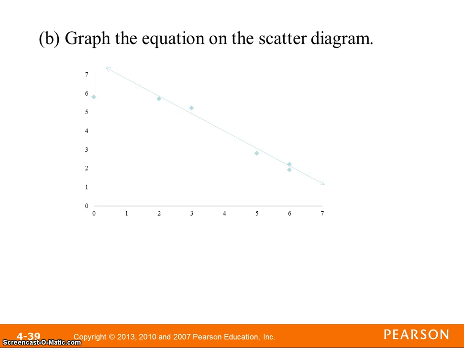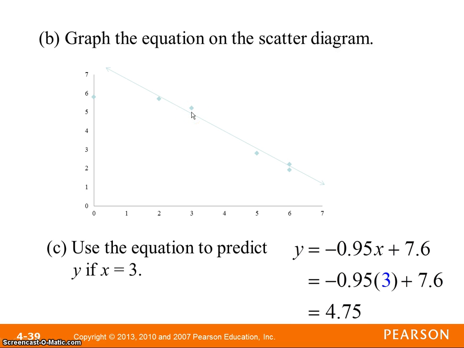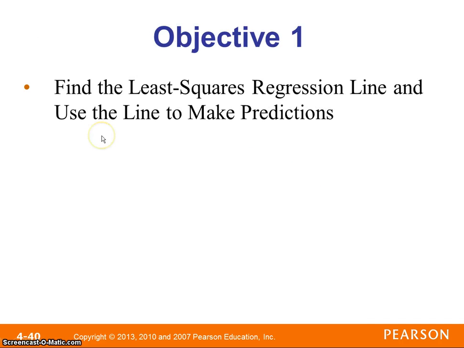But here's a graph. And so what we can do is use this equation to predict certain values. Like, let's say we wanted to figure out, what would y be if x was equal to 3? Well, you go over to 3 on the x-axis and then see what height you would have on the line. Not the data point, but the point on the line itself. So just plug 3 into the equation, and you get about 4.75, which seems about right. Here's 3 and here's 5, so it's a little bit below 5.